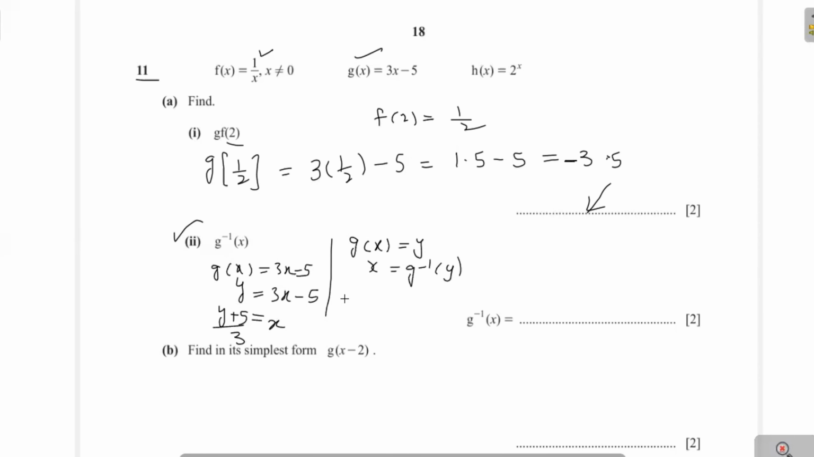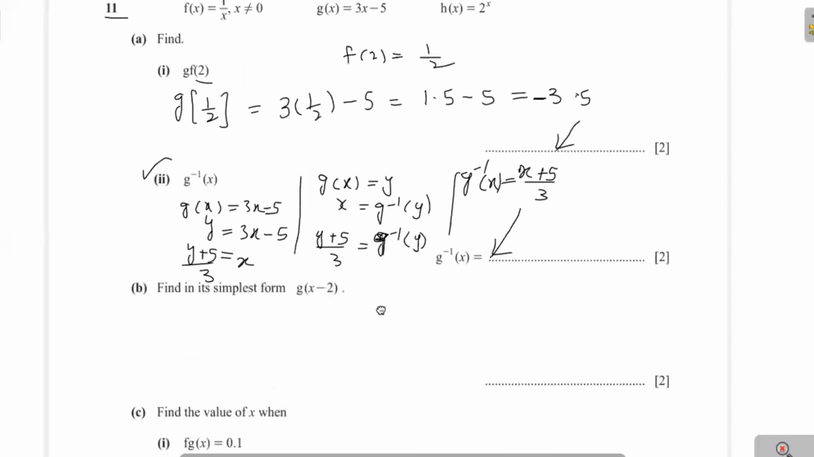Therefore, we can write this value (y + 5)/3 equal to g inverse of y. We replace y with x. Therefore, we can write (x + 5)/3 equal to g inverse of x. This is the answer.